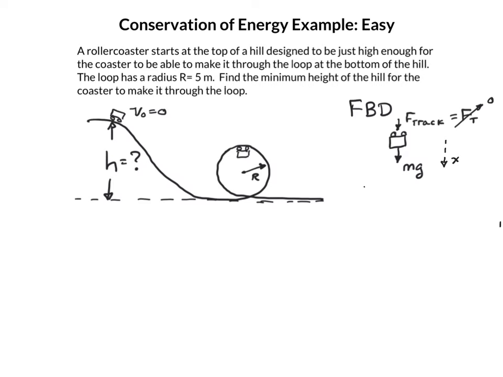When I do the sum of the forces in the x direction, I'm going to get mv squared over r, where r is my radius of the circle. So that means mg equals mv squared over r. The m's cancel, and I get that v squared is equal to r times g. I'll save this for a little later.